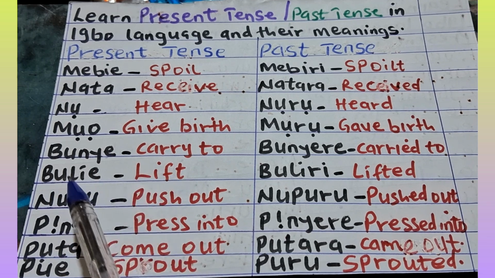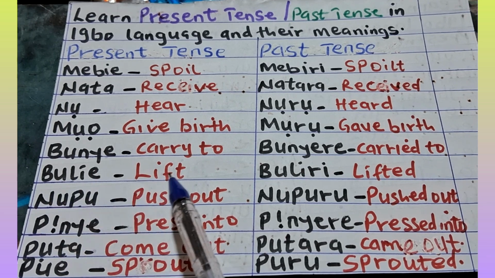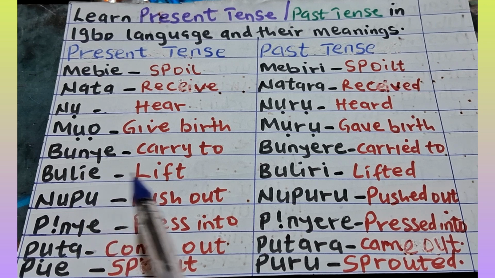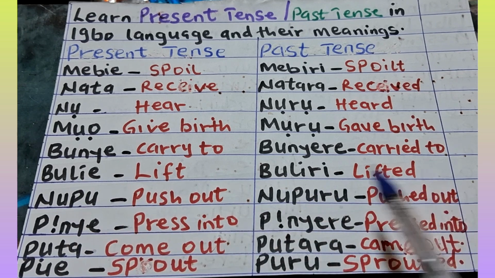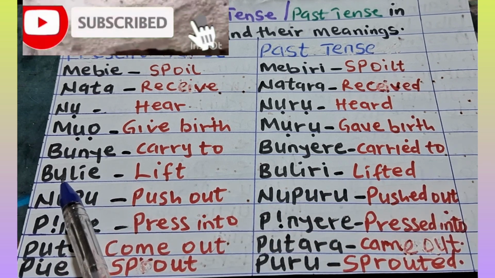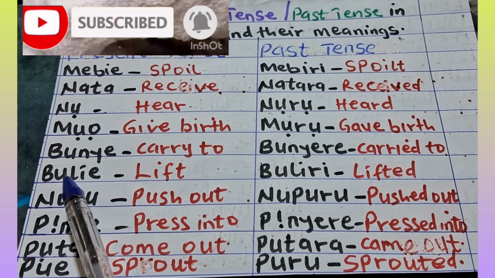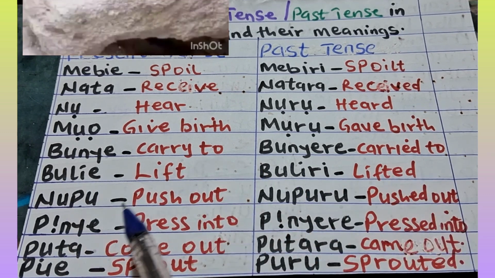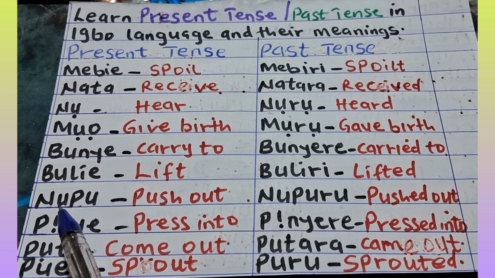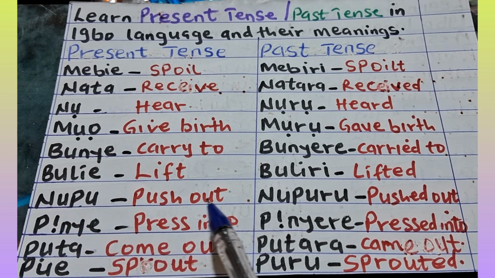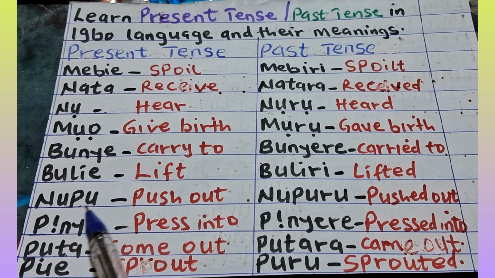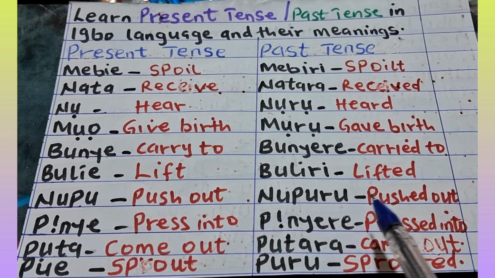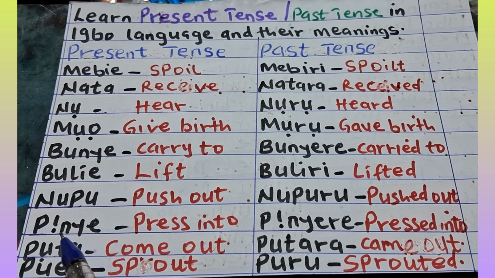Bulie, lift. Bulie, lift. Past tense of bulie is buriri, lifted. You can also say palie, lift. Palili, lifted. The same thing. Nupu, push out. Nupu, push out. Past tense of nupu is nupuru, pushed out.